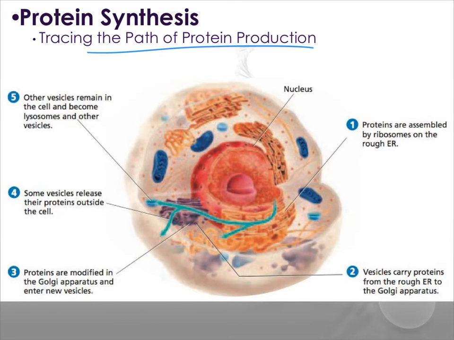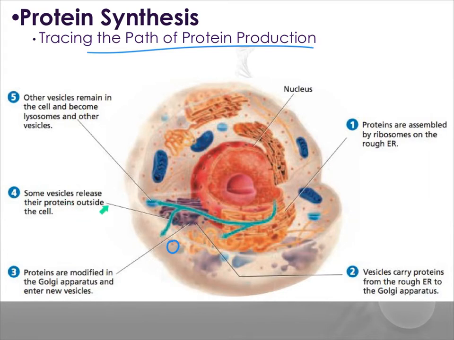All right, so step one. We've kind of talked through this, but we're going to go through it all together here. Step one, the proteins are assembled by ribosomes on the rough ER. So it's going to be read here in the nucleus and then assembled out here on the rough endoplasmic reticulum. Step two, vesicles carry the proteins from the rough ER to the Golgi apparatus. So it passes through the endoplasmic reticulum, arrives at the Golgi. Step three, proteins are modified in the Golgi apparatus and enter new vesicles. So they enter a new container, a new membrane of sorts.